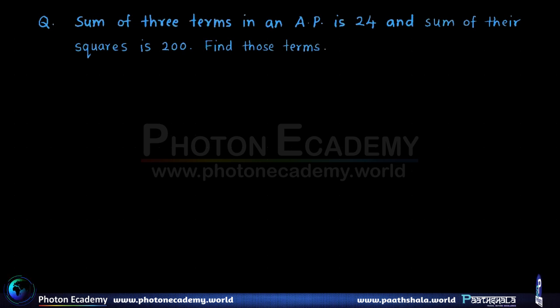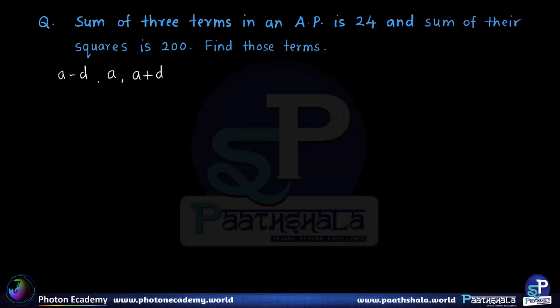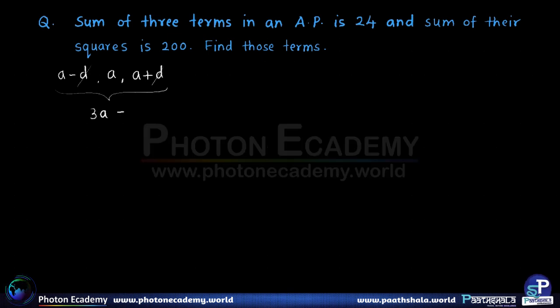So as we have seen earlier, we assume them as A plus D, and the first term is A minus D. So the terms are to be assumed in a symmetric way like this. Now since the sum of them is 24, if we add up all of these, D will get cancelled and we'll be left with just 3A, that is equal to 24. Alright, so that gives us A is nothing but 8. So this is one important piece of information that we get.